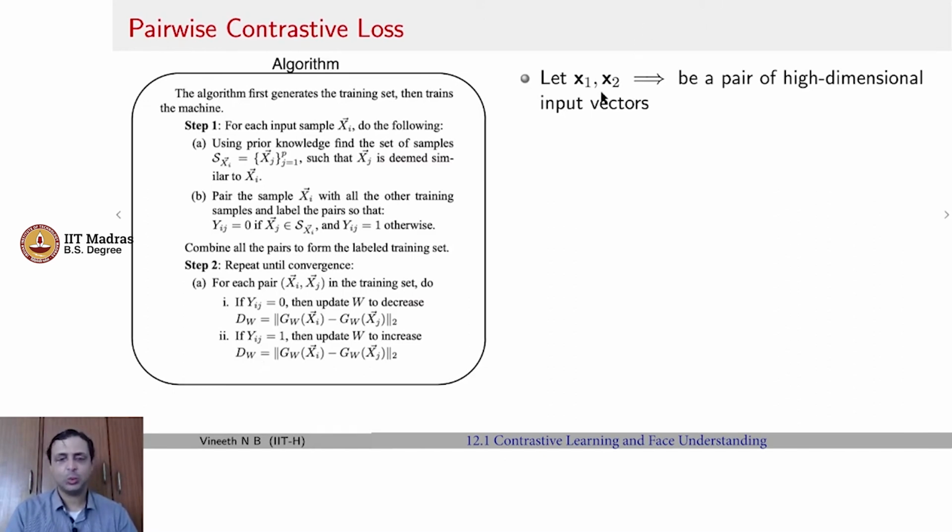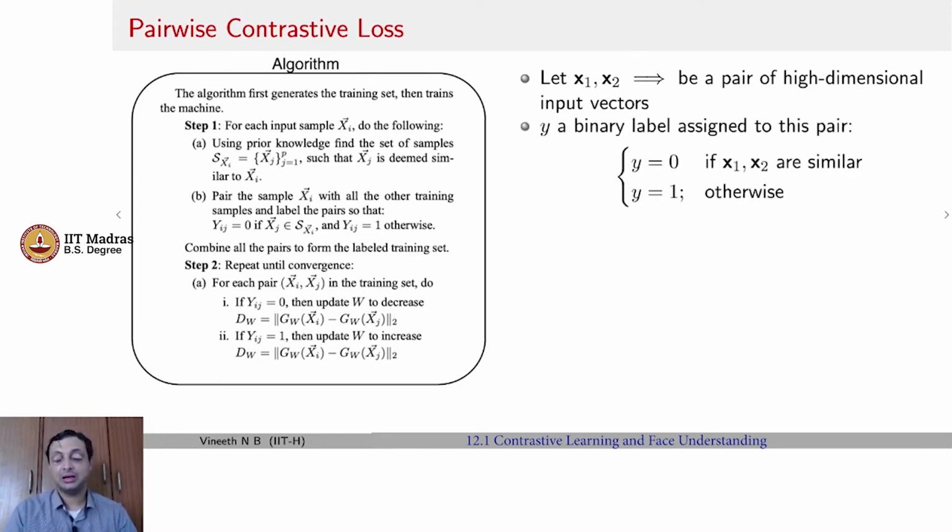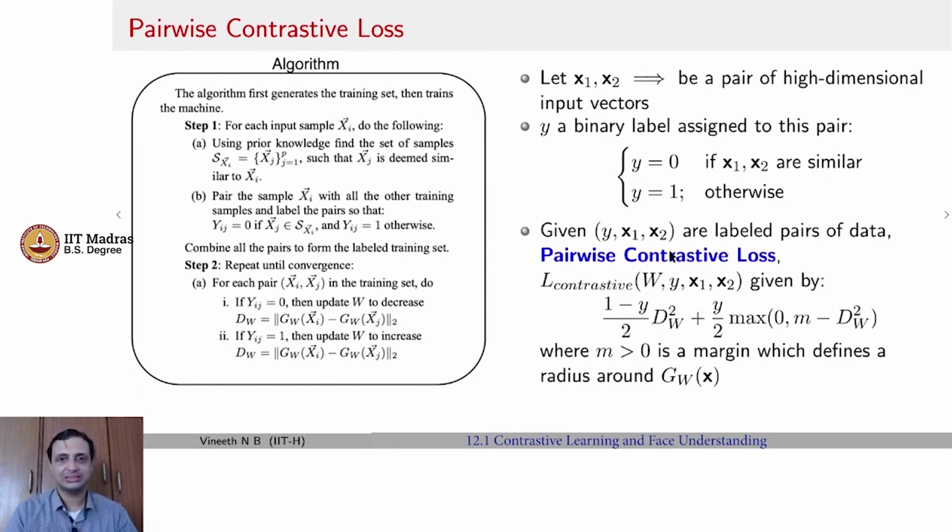So given x1 and x2 be a pair of high dimensional input vectors, let y be a binary label given to be 0 if x1 and x2 are similar and 1 otherwise. Then the pairwise contrastive loss L contrastive is given by (1 minus y)/2 times dw square plus y/2 times max of 0 comma m minus dw square. The first term, as you can see, gets activated only when y is equal to 0, and the second term gets activated only when y is equal to 1.